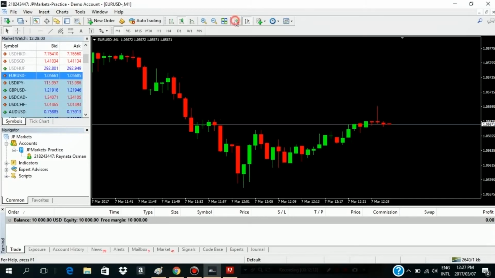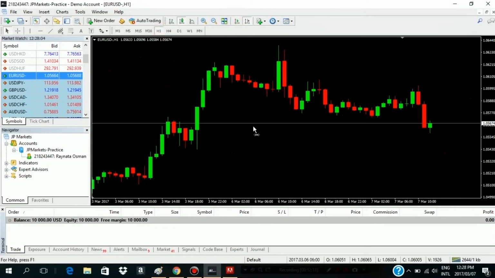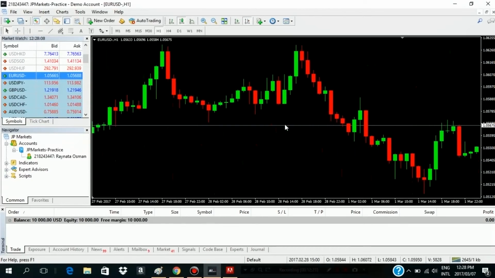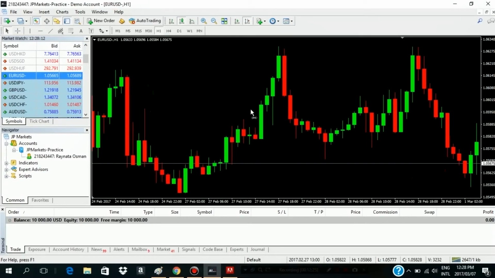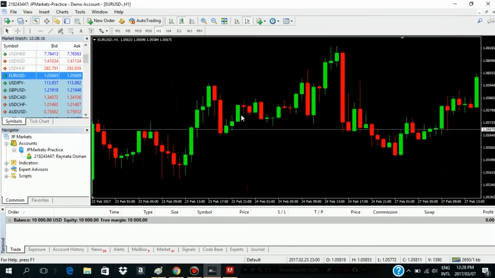So we are going to remove auto scroll. And I'm going to go to the 1 hour chart. And I'm going to give you an example of how you tell the story of what happened in the market. Okay, I'm going to start here. Now this is a bullish candlestick. Why? Because it is green and bulls push the market up.